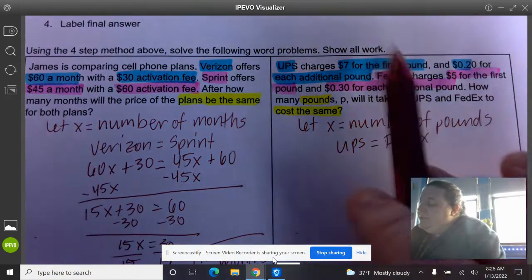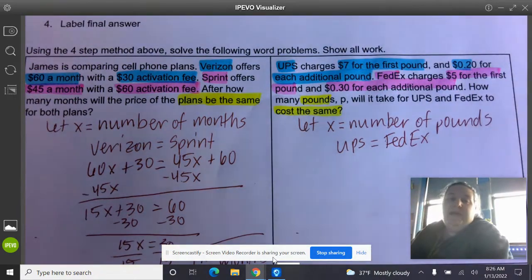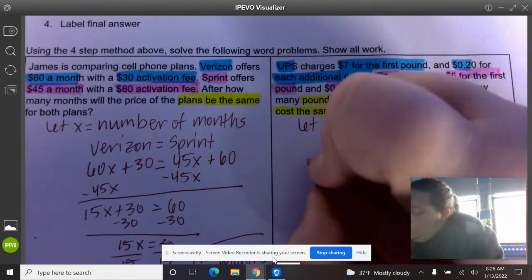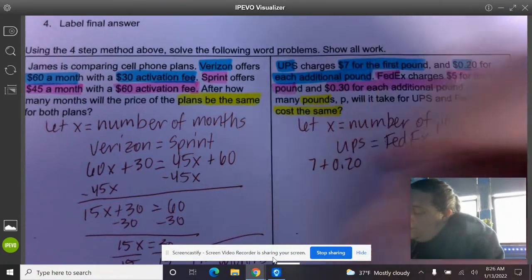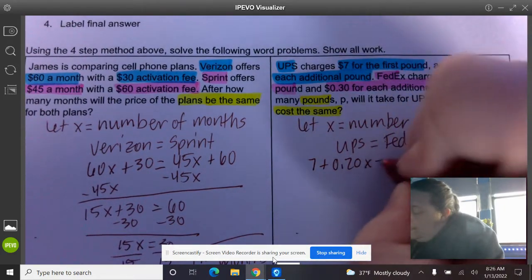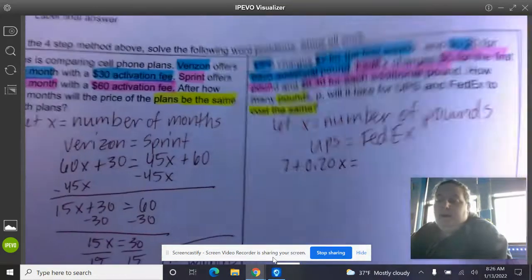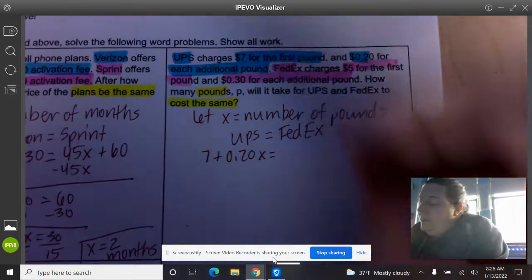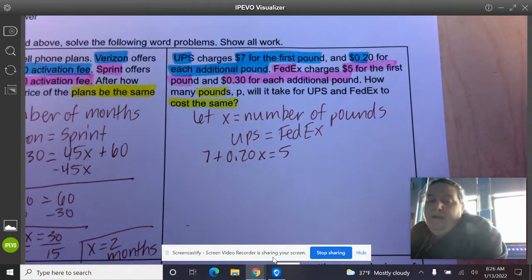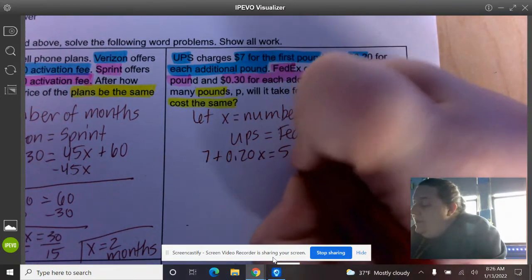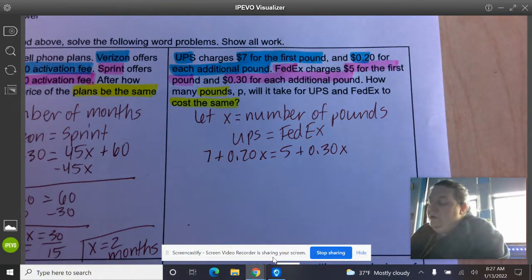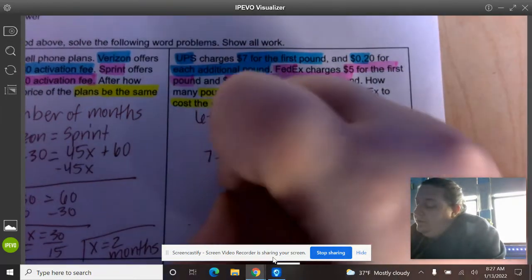All right, so it says $7 for the first pound. So that's a flat rate. So your first pound is $7. After that, whatever you have, it's going to be 20 cents each. So $7 plus 20 cents X, okay, because that's the number of pounds, price per pound, and we don't know how many it is yet for them to be equal. And then for FedEx, they have a flat rate of $5 for your first pound and then 30 cents for each additional. Okay. So now I'm going to solve.